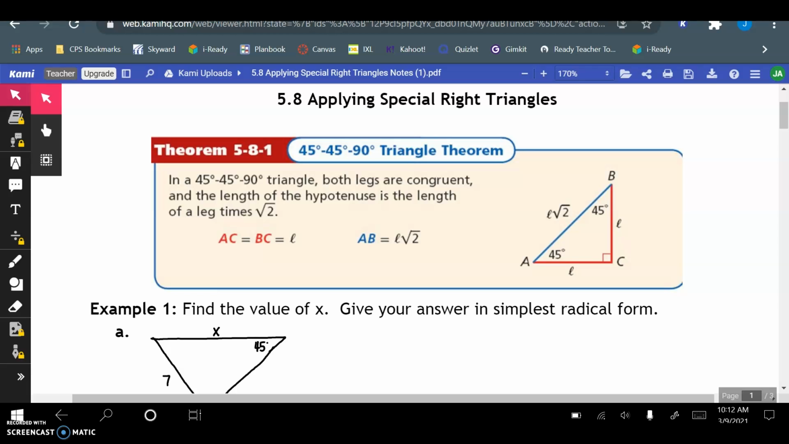So if we are given a 45, 45, 90, which means two of the angles are 45 degrees and the other one is a 90 degree angle, the two legs are going to be the exact same length. And then the hypotenuse is that length, whatever that length is of the legs, times the square root of 2.